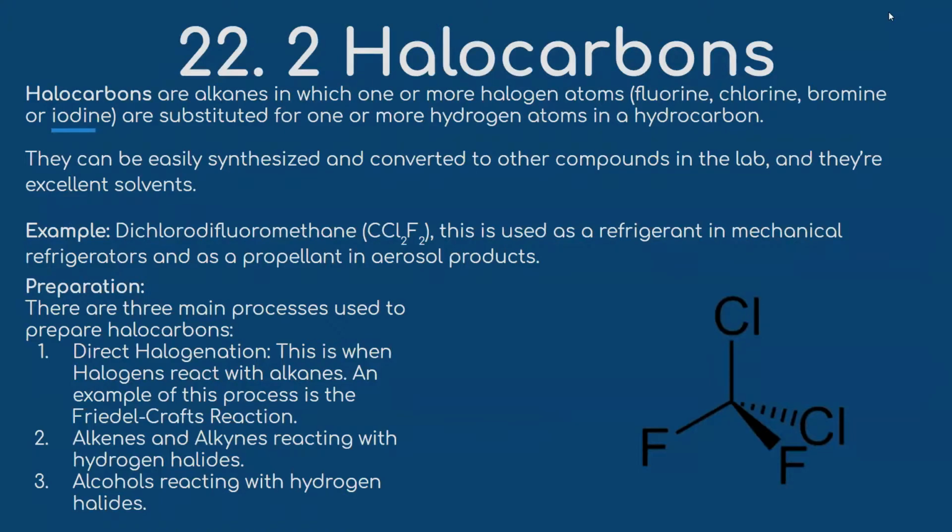An example of a halocarbon is dichlorodifluoromethane, which is CCl2F2. This is used as a refrigerant in mechanical refrigerators and as a propellant in aerosol products. Halocarbons are prepared in three main ways. The first is through direct halogenation. This is when halogens react with alkanes. An example of this process is in the Friedel-Crafts reaction.